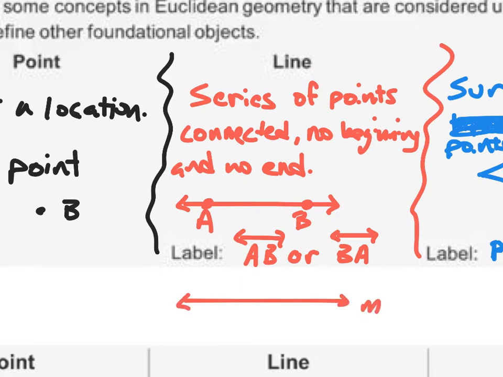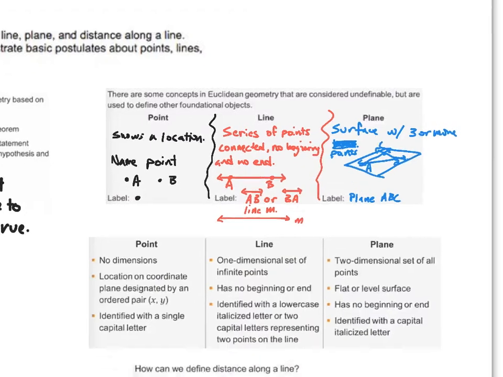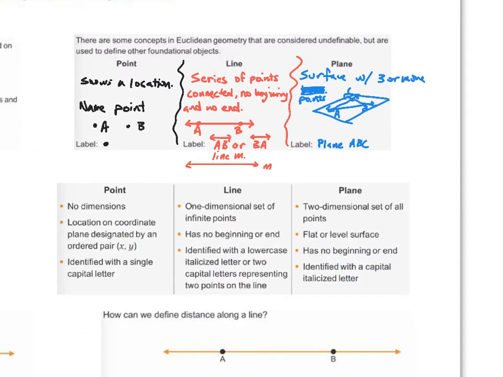Okay, so you can name it that way too. We would just say line M. If there's a lowercase italicized letter there, it tells me what a line is. A plane is two-dimensional. So no dimensions, one dimension, two dimensions. A plane is a set of all points, a flat or level surface that has no beginning or end, and is identified with a capital or italicized letter.